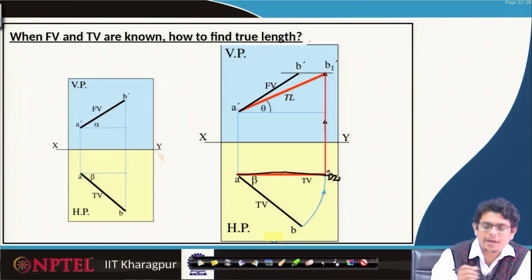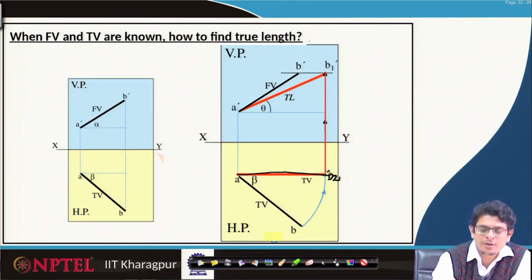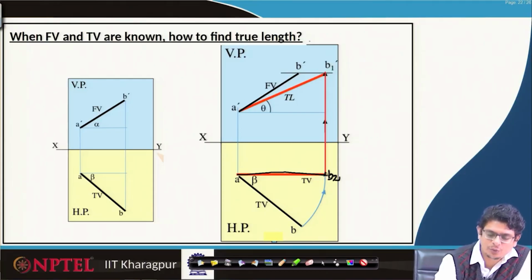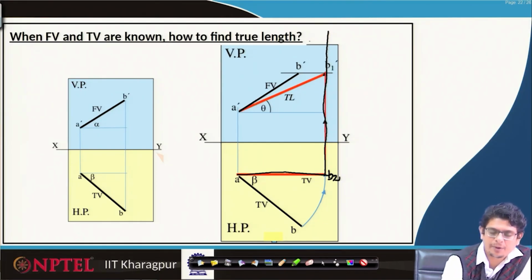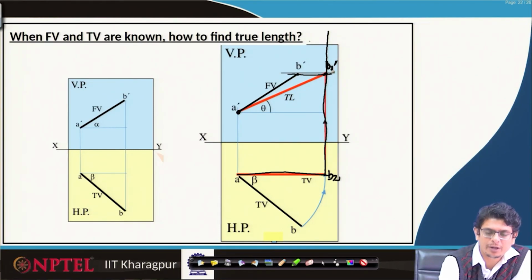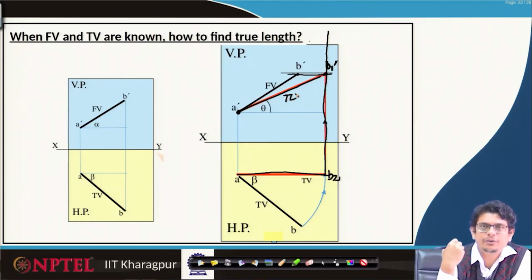Getting this AB2 line. Once this AB2 line is known, we again project it back all the way up. A prime, B prime line already known. So, B prime line we project it to get B1 prime. Once B1 prime is known, A prime to B1 prime, connect it, and that is the true length. This is the way we construct this true length.